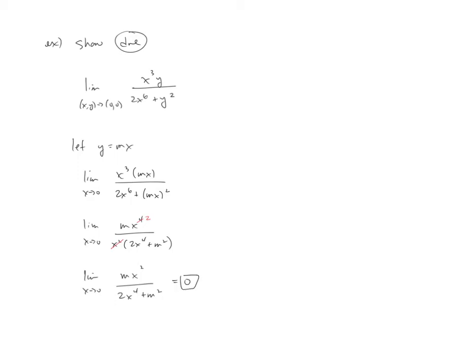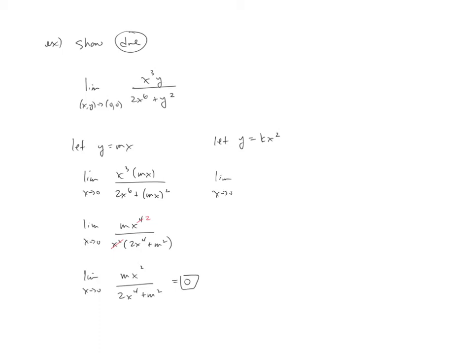Now, that alone tells us absolutely nothing. That just says as we approach this point on this path, on this surface, we're going to have a z value at 0. So now let's keep moving. Let's go ahead now and let y equal kx squared. So I went from a linear function that goes through this point to now a quadratic that goes through this point.